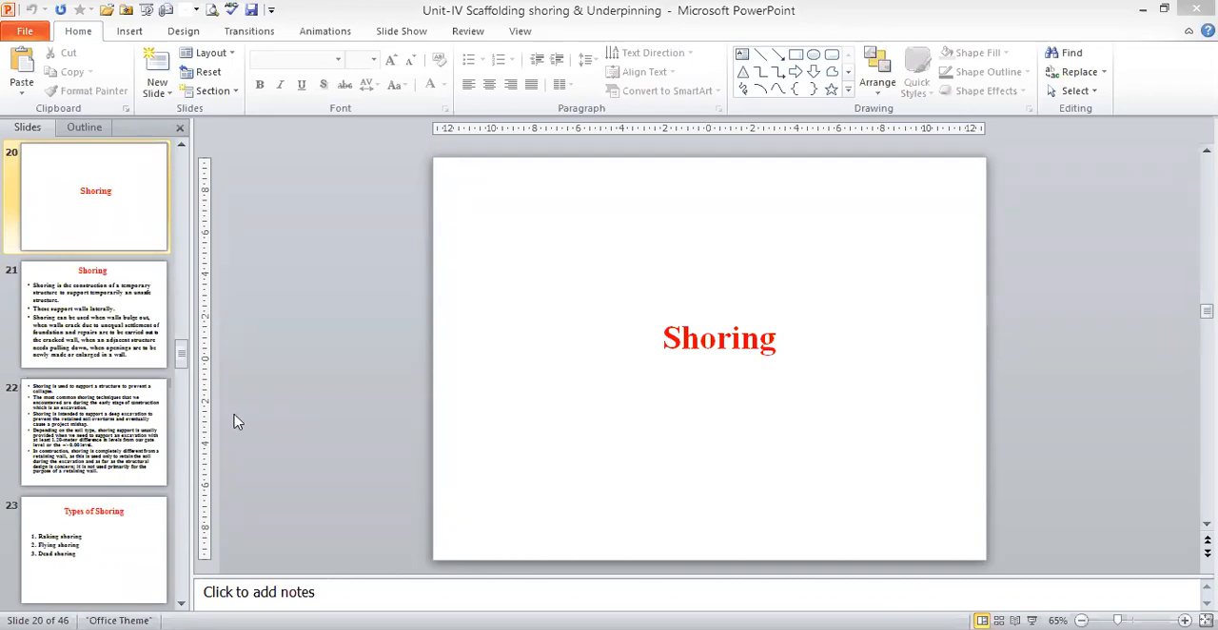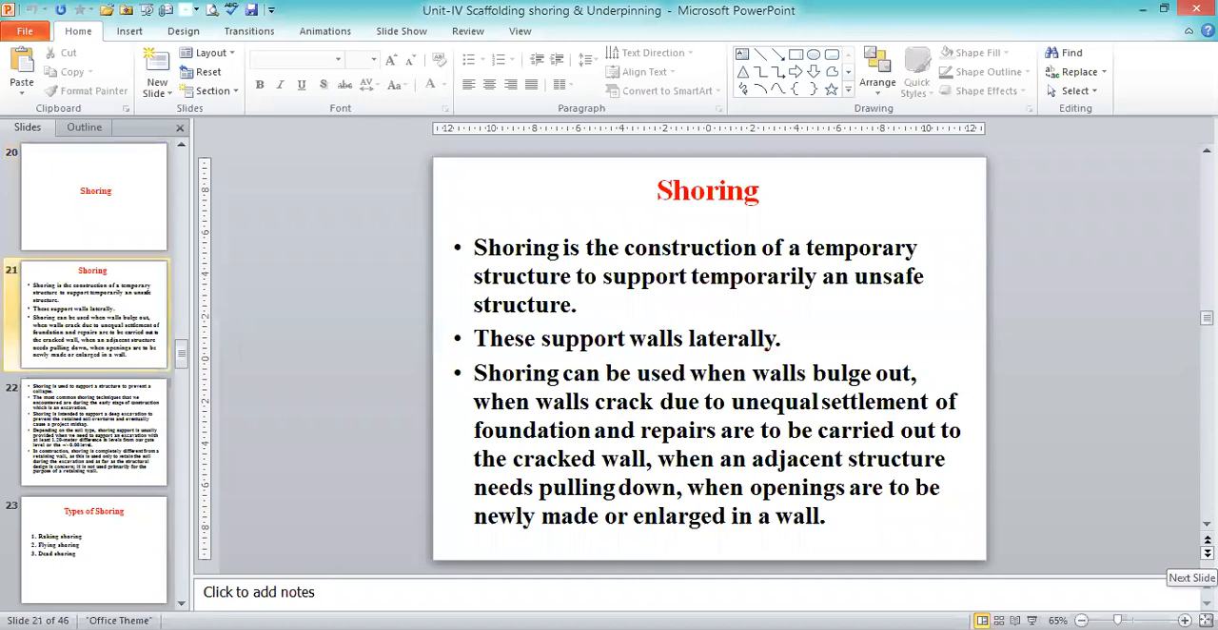Now you can see how we define shoring. Shoring is the construction of a temporary structure to support an unsafe structure temporarily, and this support is lateral. So if a wall is there, we provide the lateral support so that the soil is not going to fall down. I will show the pictures, and you will be able to understand that.